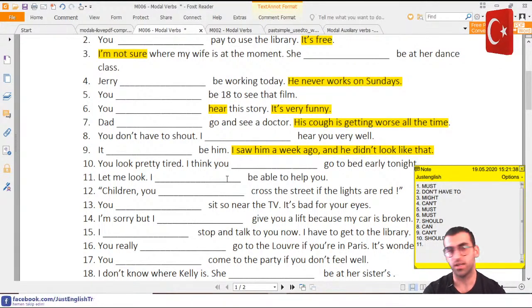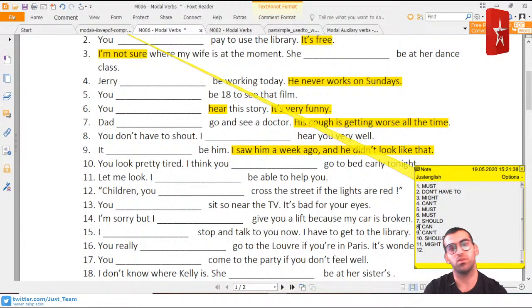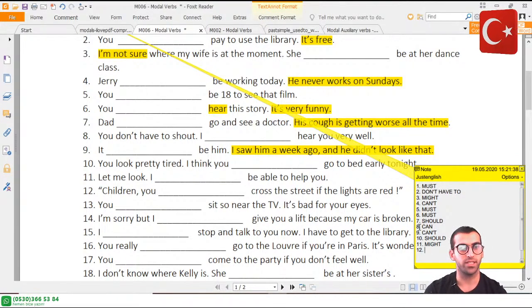Gevrek mi? What is gevrek? I don't know gevrek. Might is a correct answer. Also, we can use may. I may be able to help you. I might be able. It's good. It's a correct answer. Might.